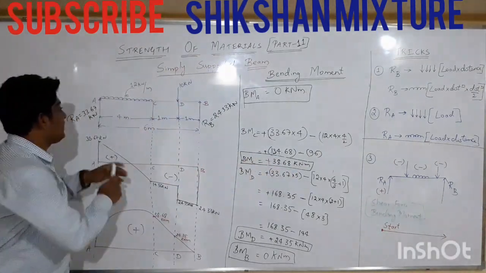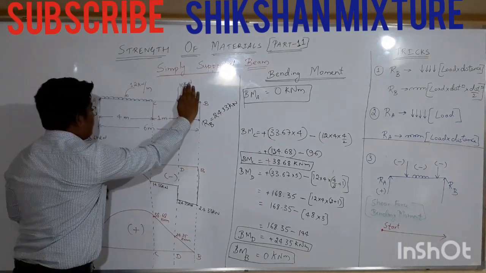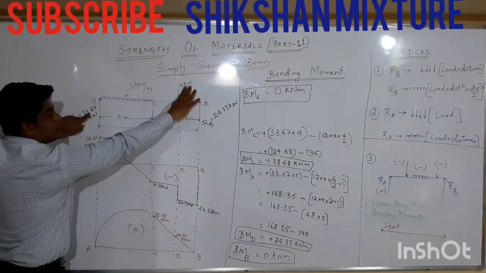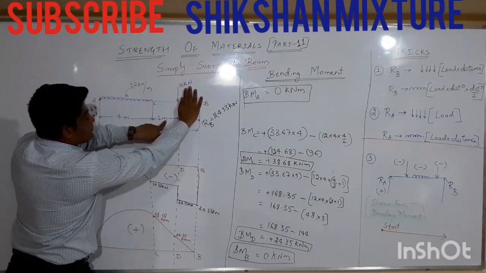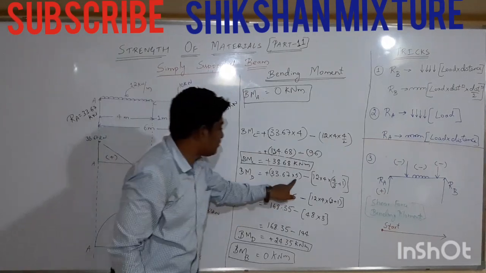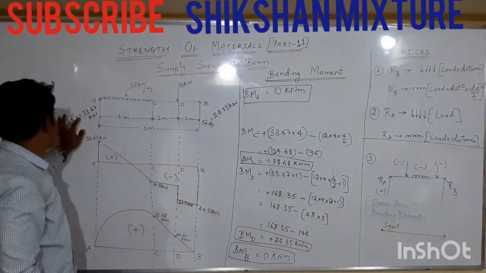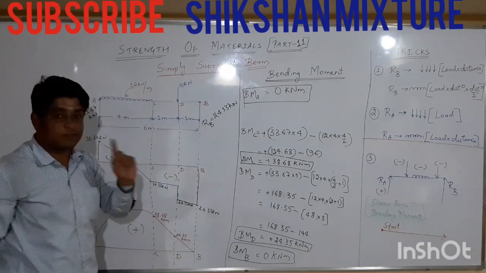Let us solve bending moment at D. Place your hand here. This is very important. Bending moment at D: 33.67 into 5. How much is it? Till the hand it is 5, so I have taken 5 here. 33.67 into 5, positive. The trick says that is positive.